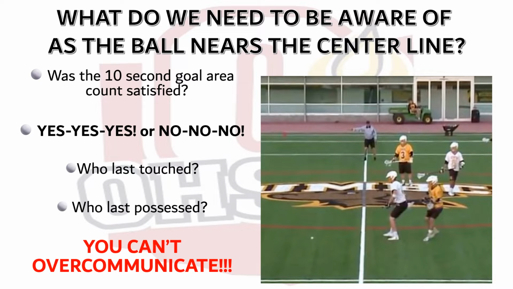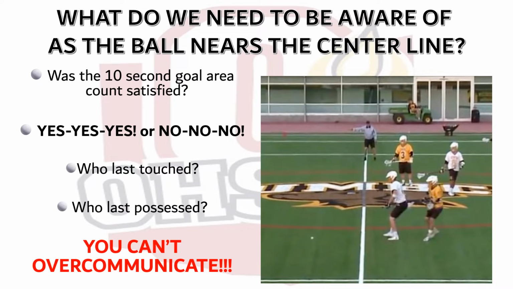What do we need to be aware of as the ball nears the center line? The biggest thing is, was the 10-second goal area count satisfied? Because if it wasn't, it doesn't matter where the ball goes on the field, that 10-second count continues. And either we touch it in the goal area before the 10-second count expires, or if we get to 10 seconds, it's a violation.